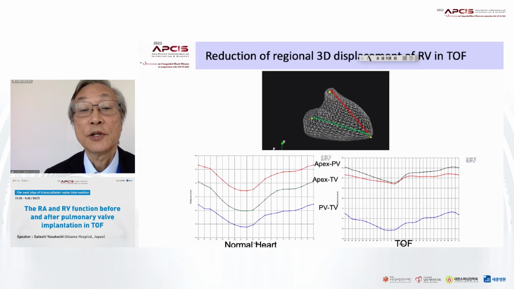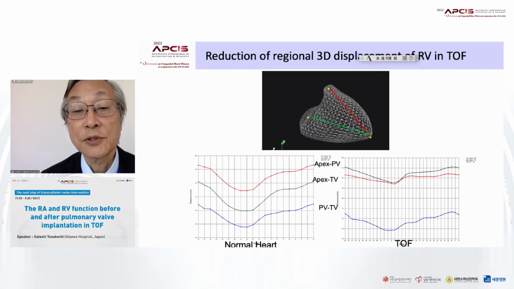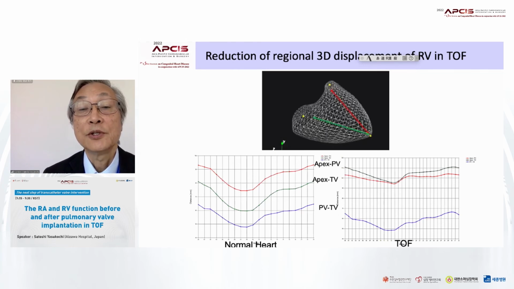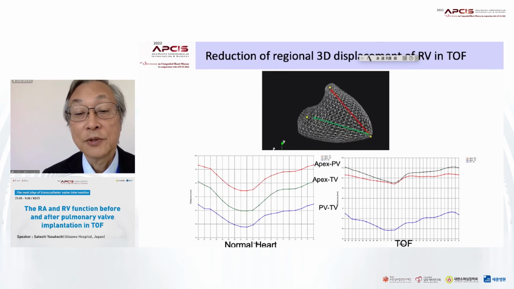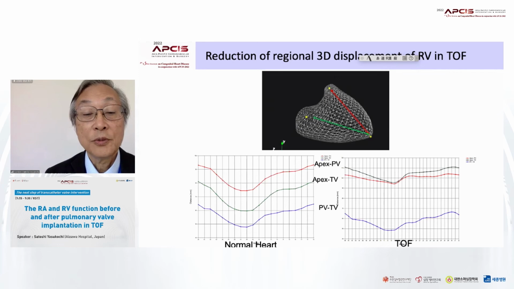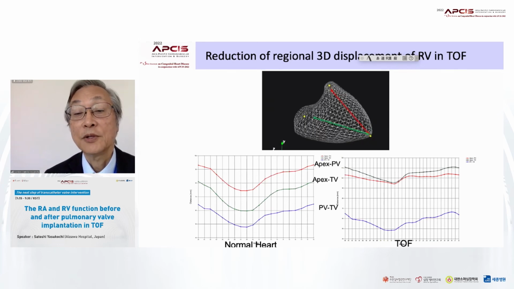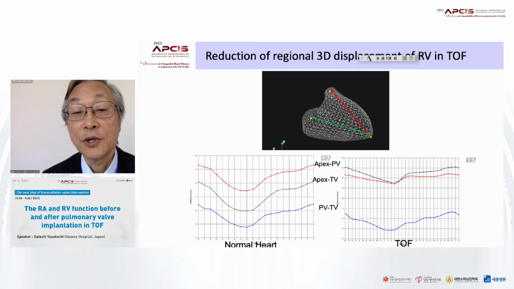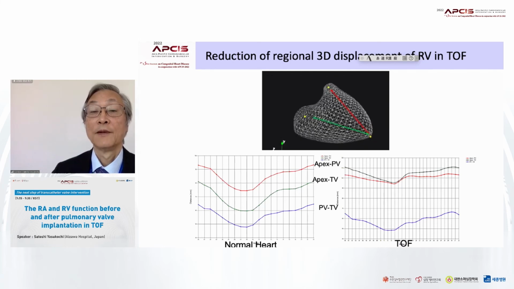Using 3D echo, we can measure the distance change between the tricuspid valve and the apex, as well as the distance between the pulmonary valve and the apex. So compared to the normal heart, the tetralogy of Fallot patient has a markedly reduced change of those two distances during the cardiac cycle.